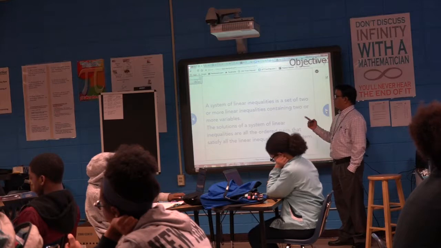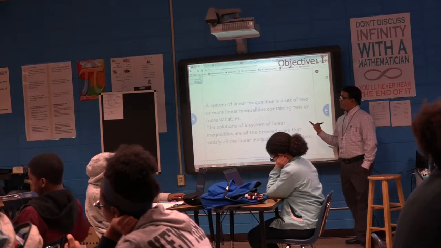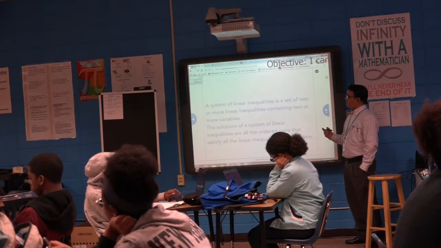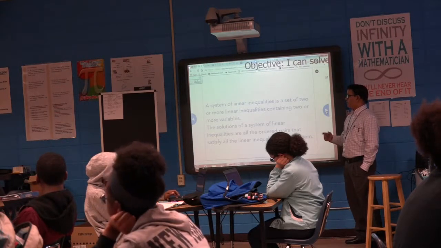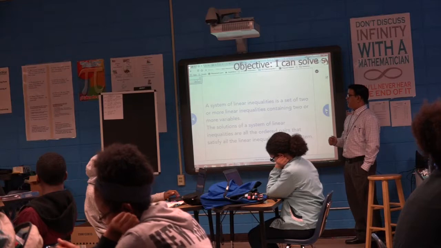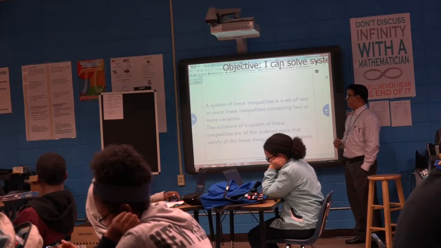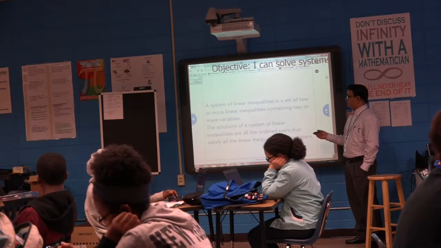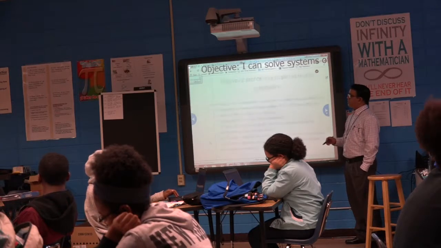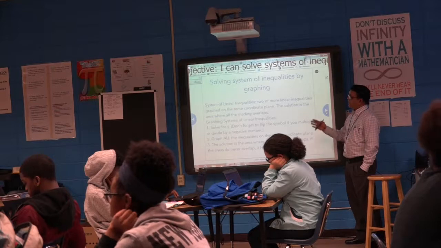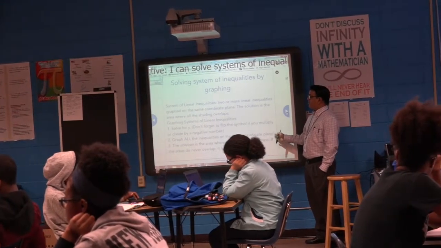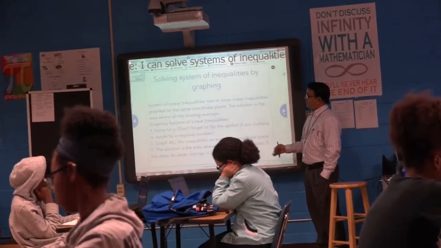In the first slide you have the definition. The system of linear inequalities is a set of 2 or more linear inequalities containing 2 or more variables. The solution of a system of linear inequalities are all the ordered pairs that satisfy all the linear inequalities in the system. When we say ordered pair, we talk about x, y form.